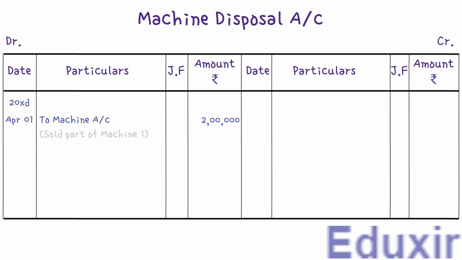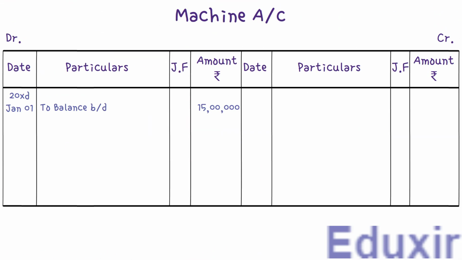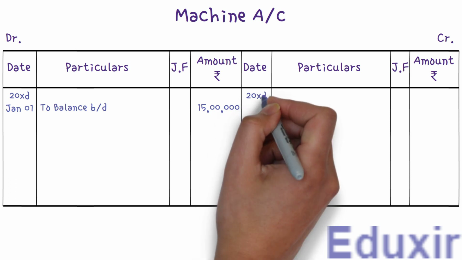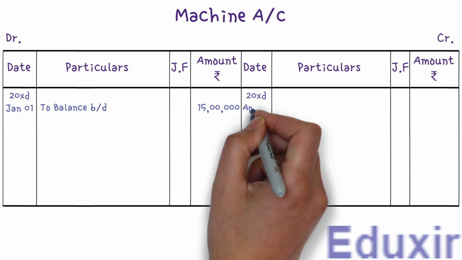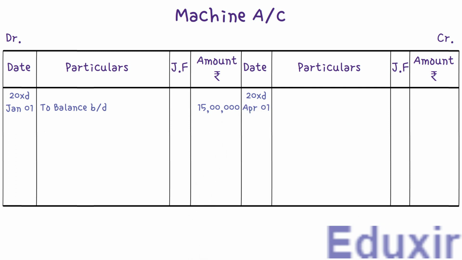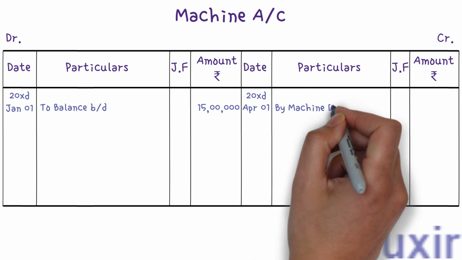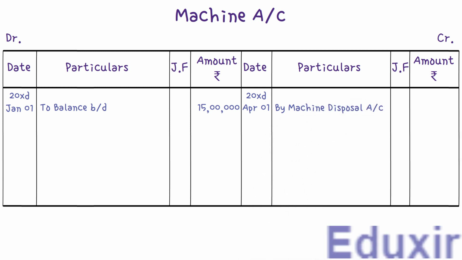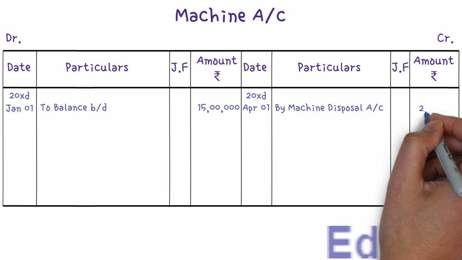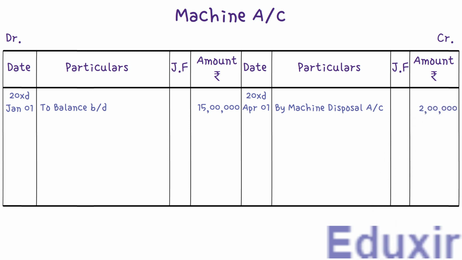Let us now proceed to post the corresponding credit entry in the machine account. As this will be the first entry on the credit side of the machine account, let us first write the year in the date column. Let us then write the date. Let us then write by machine disposal account in the particulars column. Let's then write the credit amount of 2 lakh rupees in the amount column. With that, we have completed the posting of the credit entry related to the transfer of the machine from the machine account to the machine disposal account.